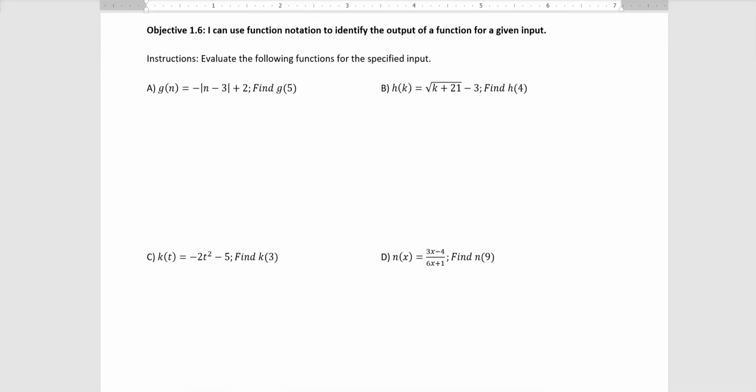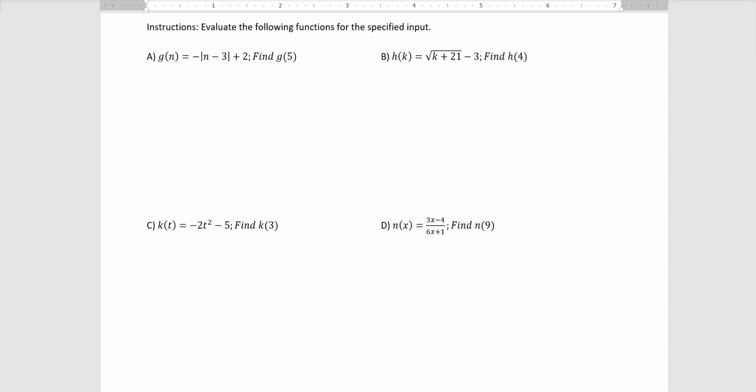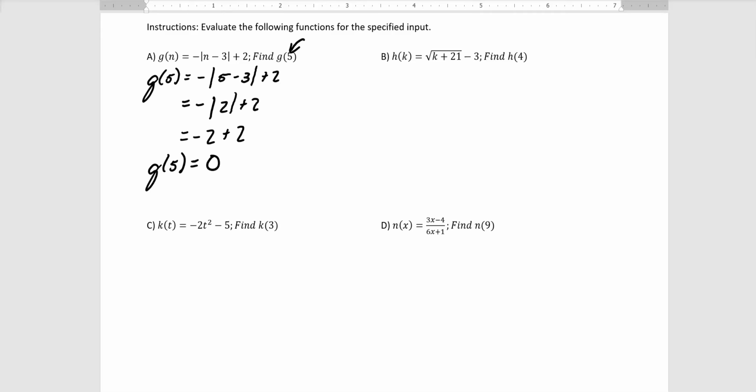g of n equals the negative absolute value of n minus 3, plus 2. Find g of 5. So remember, this input, 5, is going to replace anywhere there is n. So we'll say g of 5 equals the negative absolute value of 5 minus 3, plus 2. So the negative absolute value of 5 minus 3, that would give me 2, plus 2. The absolute value of 2 is just 2, since 2 is 2 units away from 0. And then we have negative 2 plus 2. So g of 5 will equal negative 2 plus 2, which is 0. And there we go. Let's look at letter B.